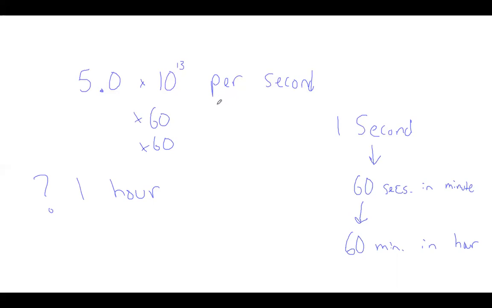And so you have to use your calculator, right? And you have to type in 5.0, and then you have to hit the button that looks like this, times 10 to the n. That's our scientific notation button. And then you type in 13, okay? And then you have to scroll over using that black button at the top right, and multiply by 60, and again, multiply by 60.